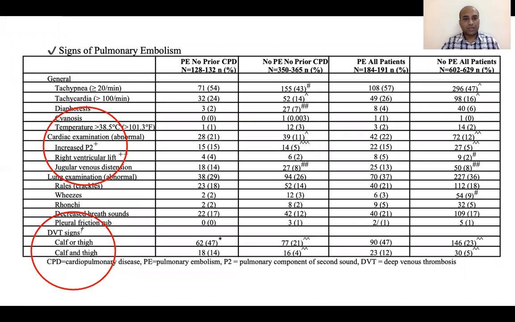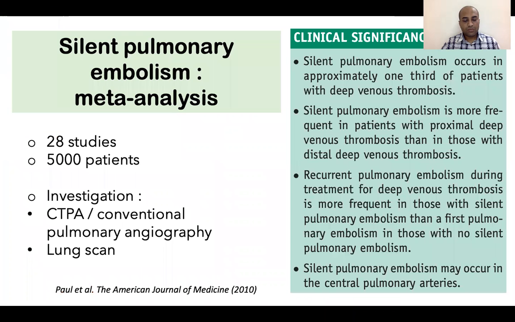And when we are doing the clinical assessment, we have to confirm those findings of DVT. At the same time, we should try to identify the clinical findings suggestive of RV dysfunction or RV strain, like increased P2, right ventricular lift, and jugular venous distension. But again, I would like to emphasize that silent pulmonary embolism is a significant entity.